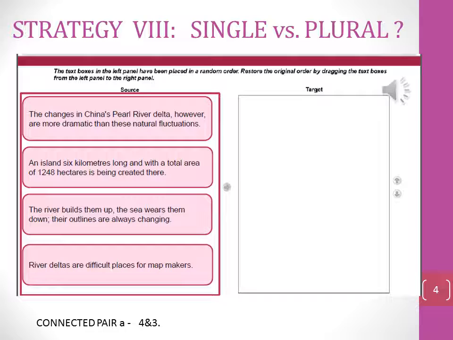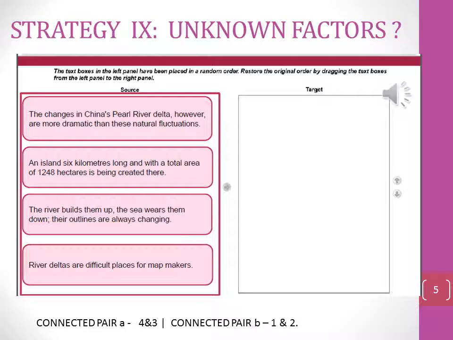Them is river deltas. The sea wears them down. Them is river deltas. Their outlines are always changing. The outlines of river deltas, because outlines is plural, right? And them is plural. So therefore 4 and 3 becomes my first connected pair. So now you know the pronoun strategy is to be followed not just pronoun wise, but you also want to look at whether it is singular or plural. Like he or she or it is singular, they, them, these, those are plural.